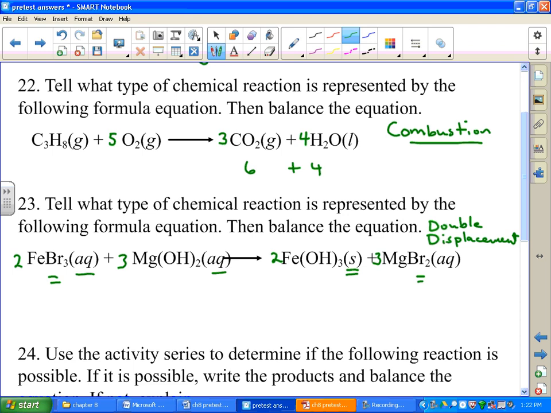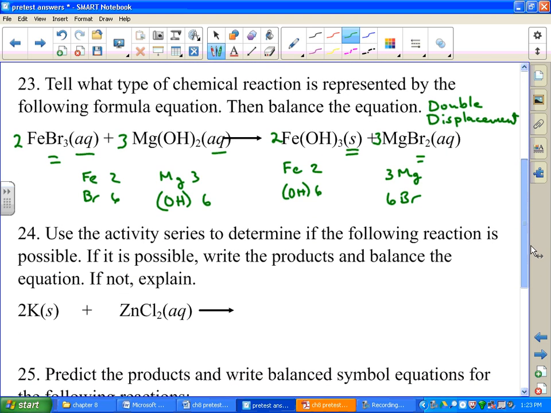So let's do a check on ourselves to make sure that we balanced this correctly. On the reactant side, we have 2 irons, we have 6 bromines, we have 3 magnesiums, and we have 6 hydroxide ions, 6 O's and 6 H's. Since the hydroxide ion didn't change, we just balance the hydroxides and it makes it easier. And on this side we have 2 irons, we have 6 hydroxides, we have 3 magnesiums, and we have 6 Br's, and it's balanced. Great. Remember, you can balance polyatomics if they don't change. If this was a neutralization reaction, you have to remember that the OH is going to change into water. So that's not going to work as well for you.